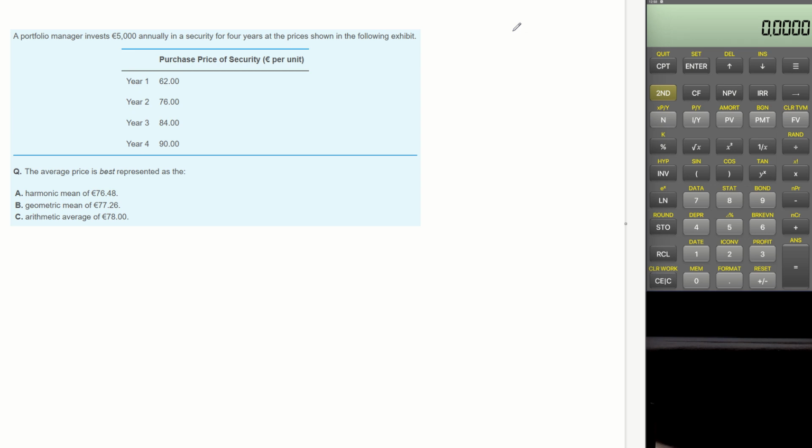A portfolio manager invests 5,000 euro annually in a security for 4 years at the prices shown in the following exhibit. Question is, what is the average price best described?